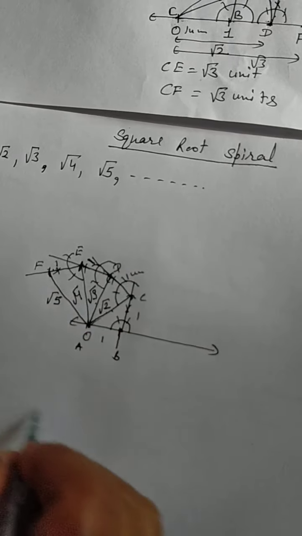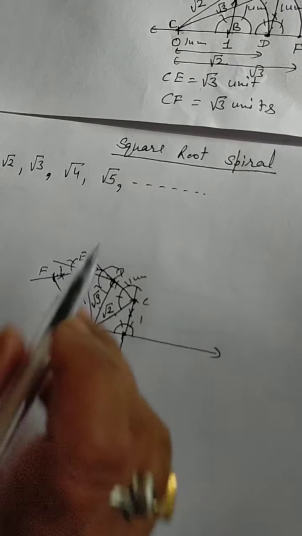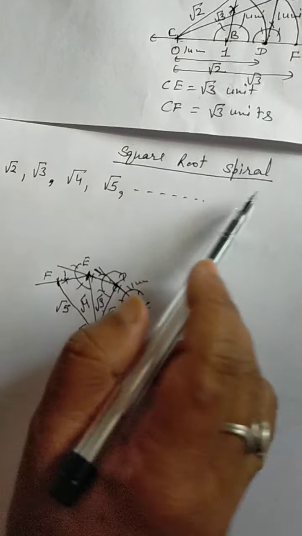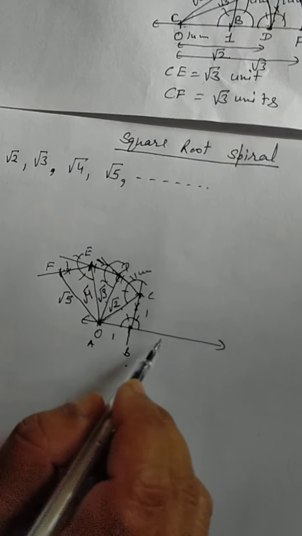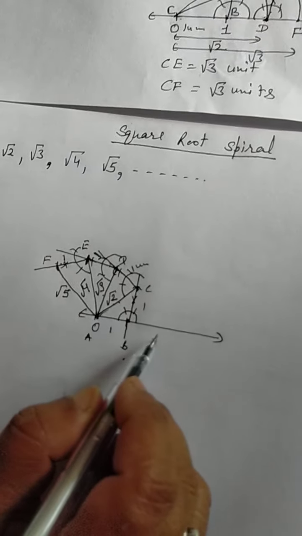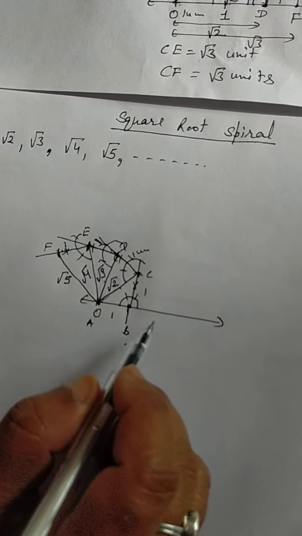We will continue like this. This is called square root spiral. You have to continue up to square root 7. At least you will draw up to square root 7. This is called square root spiral.